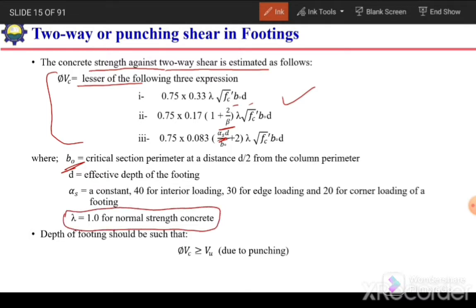In case of normal strength concrete or normal weight concrete, its value is 1, but for lightweight concrete, its value may be 0.75, or we can select the value if we know the density of concrete. So the depth of footing should be such that we need to satisfy this equation, which is: the shear capacity of the concrete slab against punching shear should be more than the applied punching shear. To satisfy this equation, we need to play with the thickness of the slab. So we need to select the thickness such that this condition is satisfied.